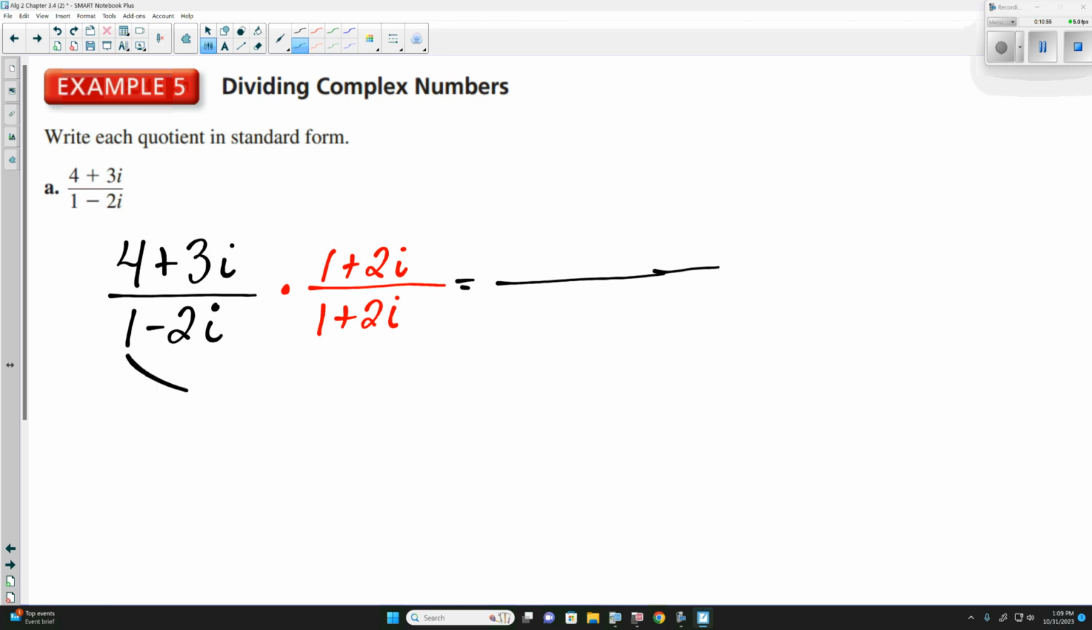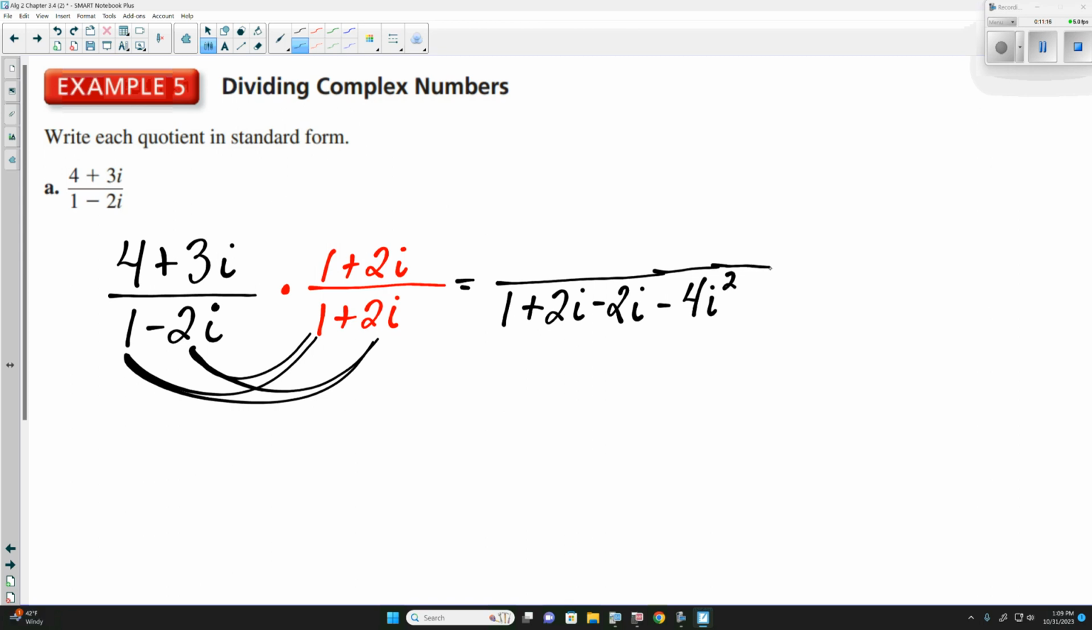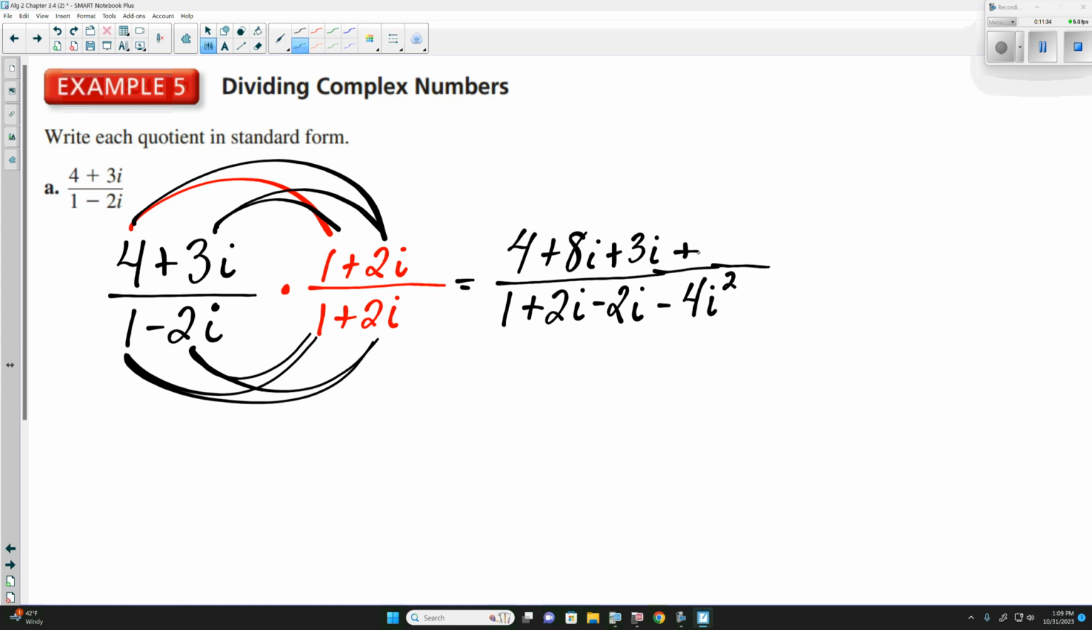Now in the denominator, we're going to do 1 times 1 and then 1 times 2i. Well, 1 times 1 is 1. 1 times 2i would be plus 2i. Negative 2i times 1 is negative 2i. And negative 2i times 2i is negative 4i squared. If we do the same thing with the numerator, 4 times 1 would be 4. 4 times 2i is plus 8i. 3i times 1 is plus 3i. And lastly, 3i times 2i is plus 6i squared.